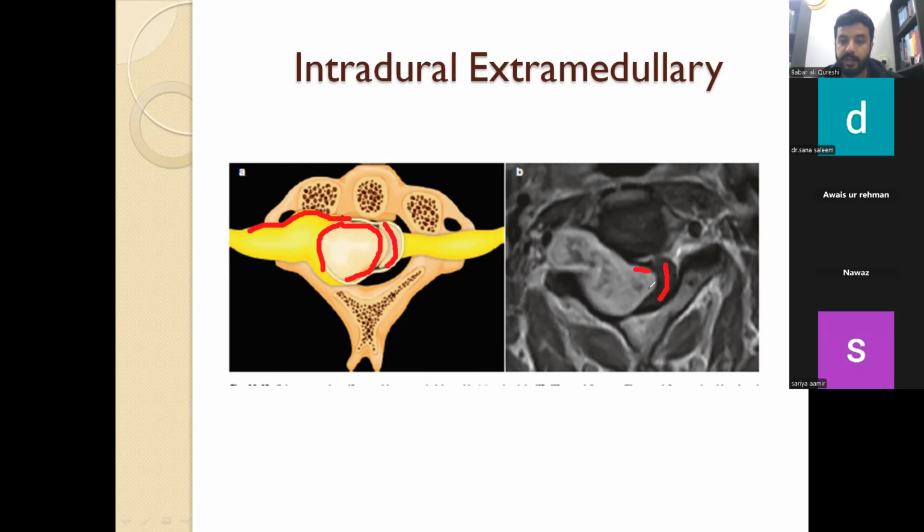This is MRI T1 contrast. So this isointense portion is the cord, and this is the tumor which has compressed it towards one side. This is extradural, intra plus extradural, but not an intramedullary tumor.